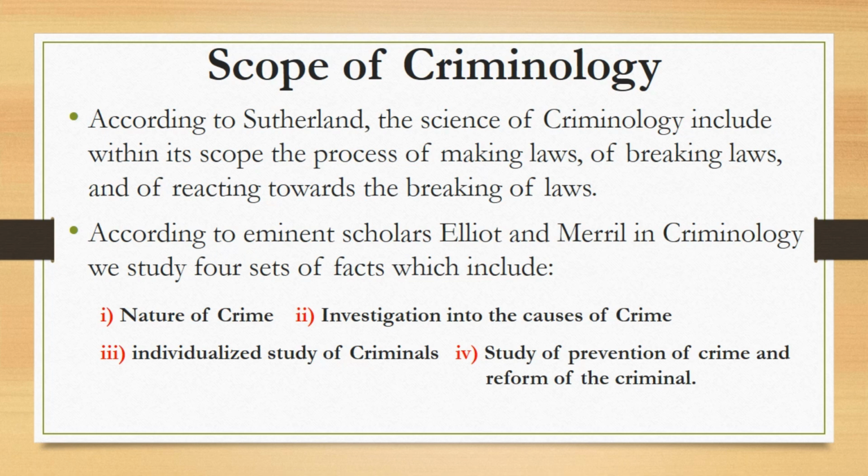According to eminent scholars Eliot and Merrill, in criminology we study four sets of facts which include first one, nature of crime, in which we use to study that what are the features of crime, what type of action is crime, in what aspects does a criminal act differ from a social or moral act. So at the first point, the focus remains on the nature of the act.